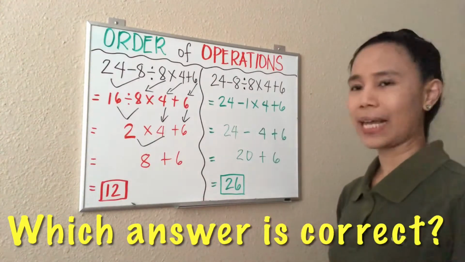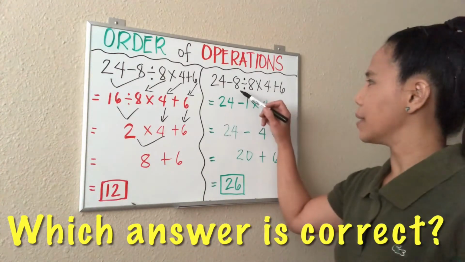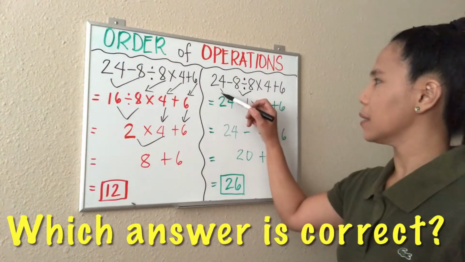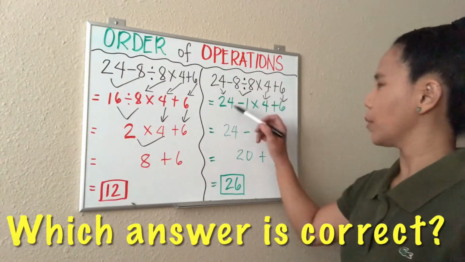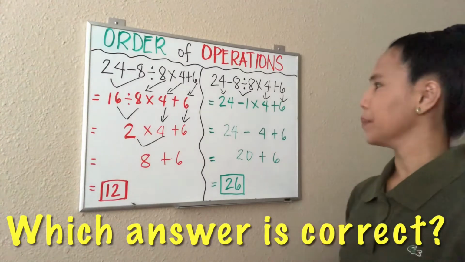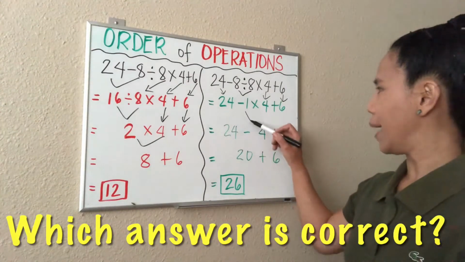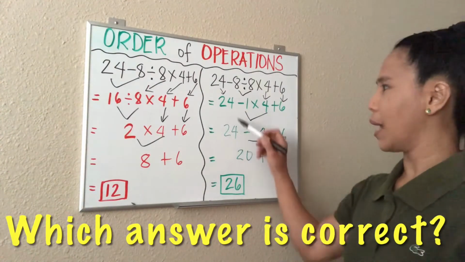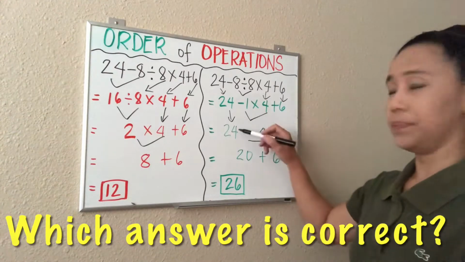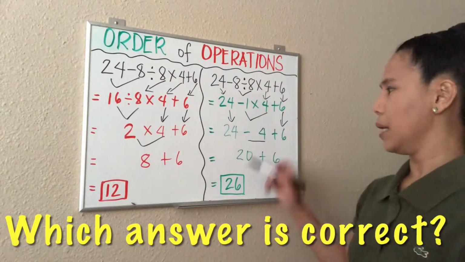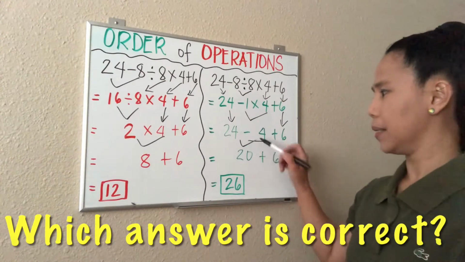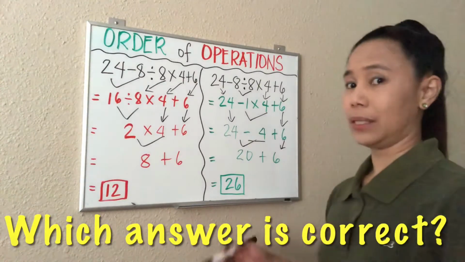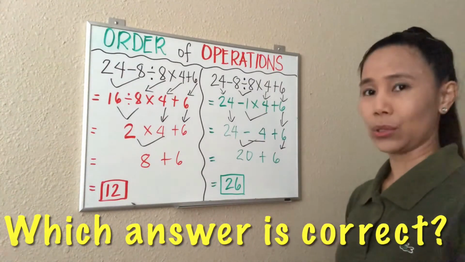Now let's take a look at the second solution. What happened here is that 8 was divided by 8. So we've got 1. And then all others are copied. So 24 minus 1 times 4 plus 6. The next thing was 1 times 4. So 4 is multiplied by 1, so we've got 4. And then 24 is copied, and then 6 is just also copied. Now we've got 24 minus 4, that gave us 20, plus 6. And that was just copied or was brought down. Now 20 plus 6 is equal to 26.